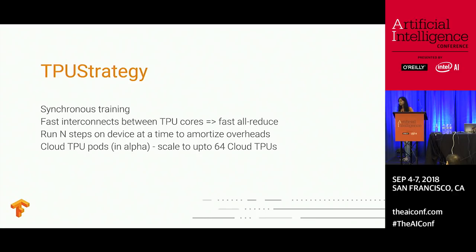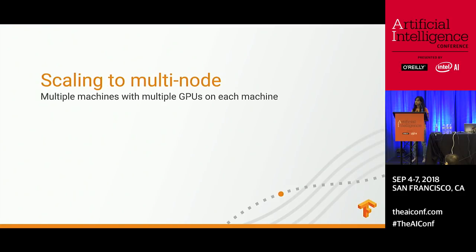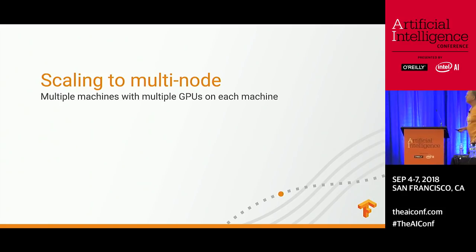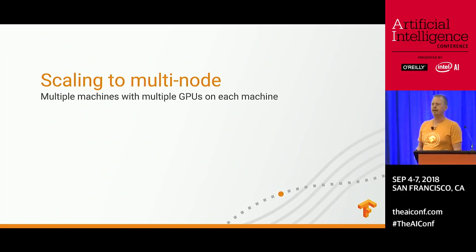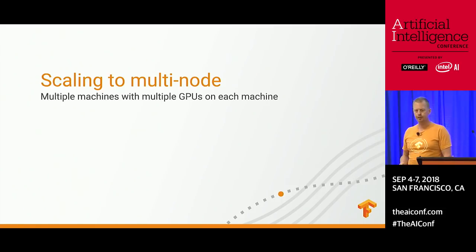And finally, you can also use TPU strategy to scale to cloud TPU pods, which are, as I mentioned, in alpha release right now. TPU pods consist of many cloud TPUs interconnected via fast network. And this means that all-reduce across these different cloud TPUs can be really fast as well. So that's all about cloud TPUs. I'll now hand it off to my colleague Magnus to talk about scaling onto multi-node with GPUs. Thank you.